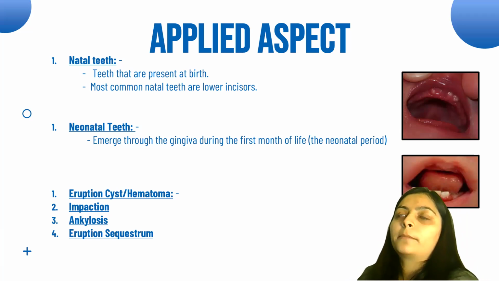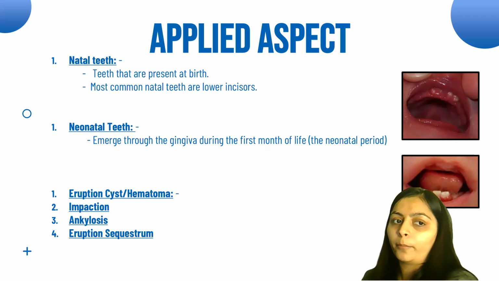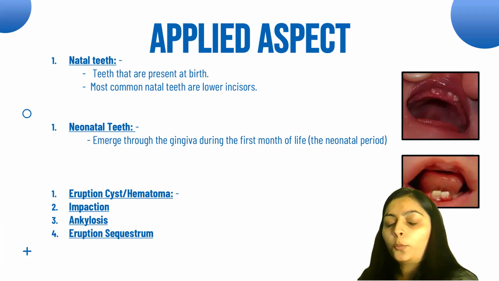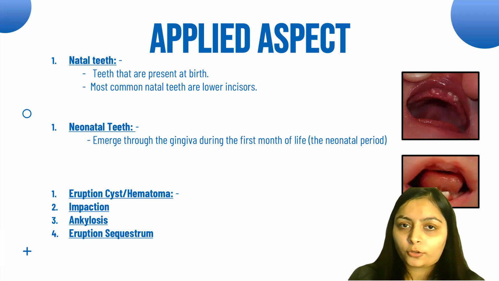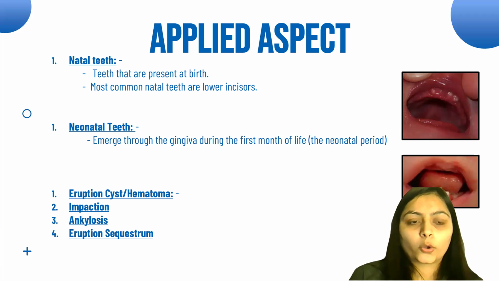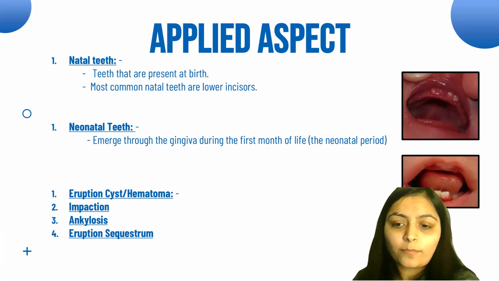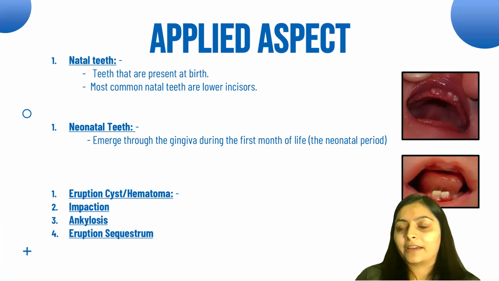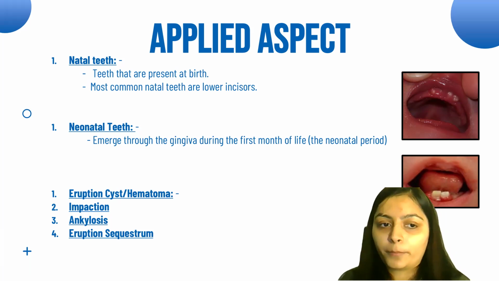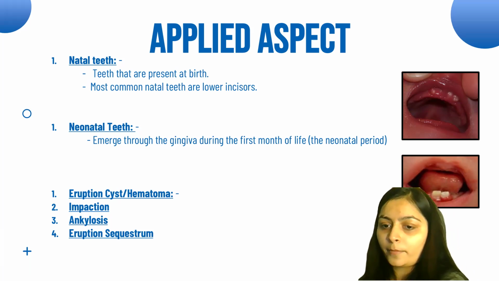What do you understand by the term natal teeth? The teeth that are present at birth; the most common natal teeth are the lower incisors. They are present at the time of birth of the baby. Okay, and neonatal teeth? They are not present at the time of birth, but emerge through the gingiva during the first month of life, which is known as the neonatal period. Okay, and then eruption cyst or hematoma.